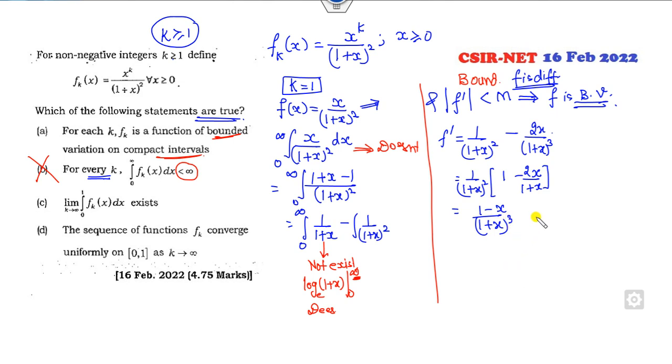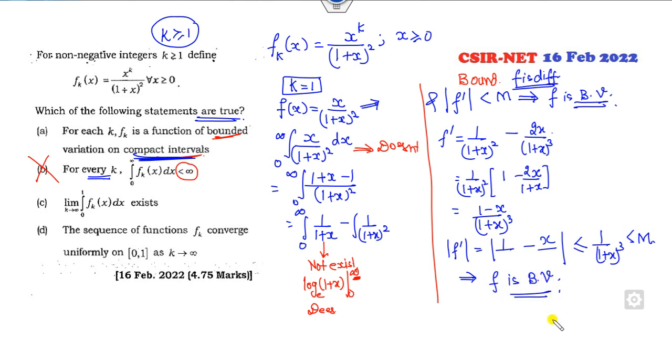So clearly it's a differentiable function at this point. Now can you say this is less than something? You can see it is 1 minus x over this, which is less than 1 plus x of this number, and it is on the compact interval. If you take the compact interval, x is closed and bounded, so it will be less than M. So what is the meaning of that? f is of bounded variation. So this is correct. Or if you write in terms of k, so what will happen? It's x raised to the power k.